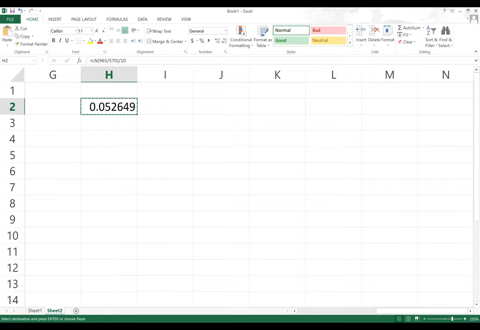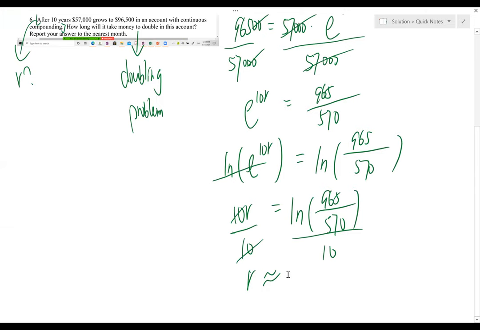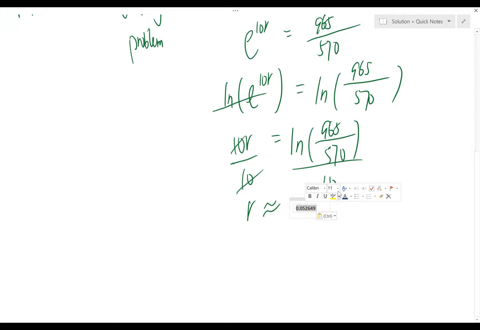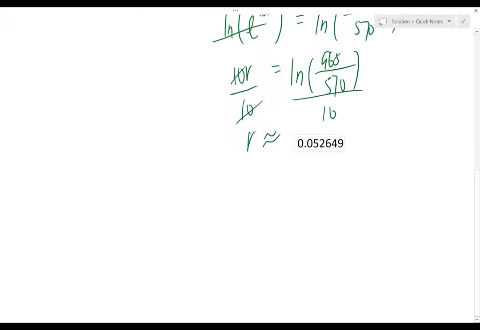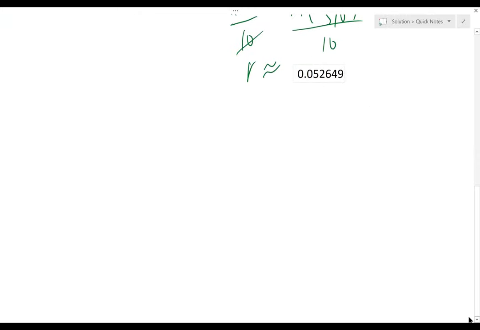Let's go back here. And the rate turned out to be 0.052649. And again, you want to keep it as is. Do not round it, because this is an intermediate result. We not only want a rate, we also want a doubling time. Now, step two, we're going to look for the doubling time.